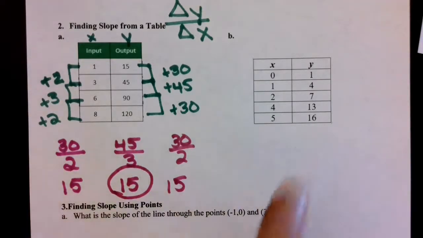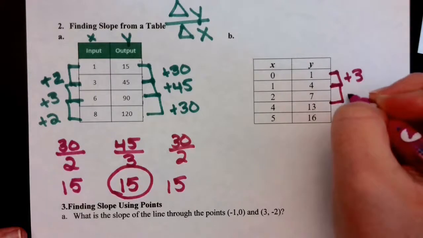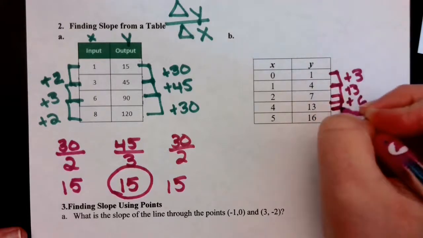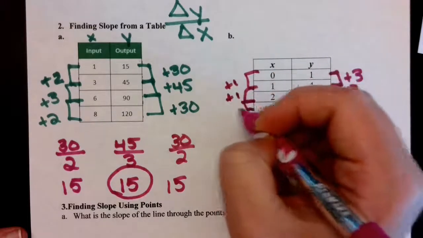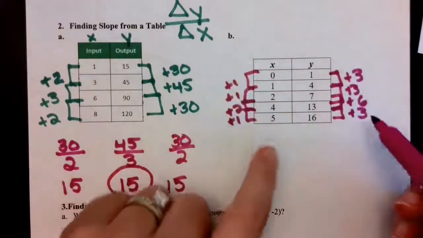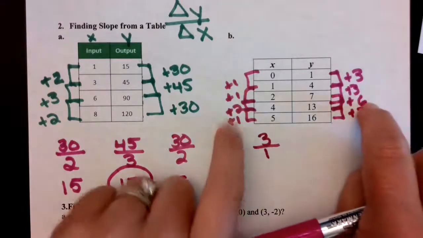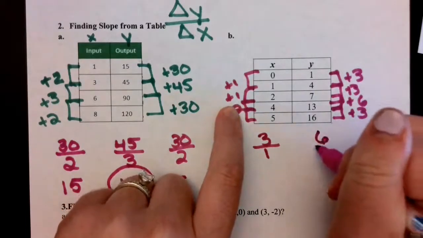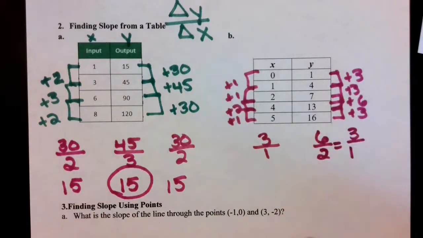Go ahead, pause the video, try the next one by yourself. I'm just going to work through it. Okay, add 1, add 1, add 2, add 1. So we notice that 3 over 1, 3 over 1, 3 over 1, so there's a really good chance that our slope is 3 over 1. We have this 6 over 2, so let's put that in to make sure. 6 over 2 simplifies to be 3 over 1. So our slope here is 3.